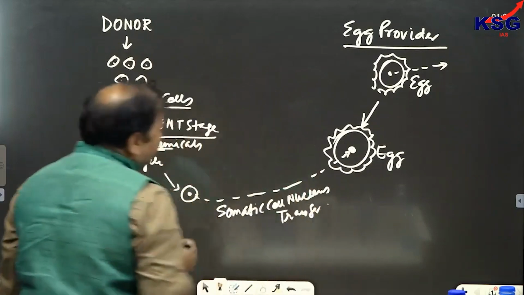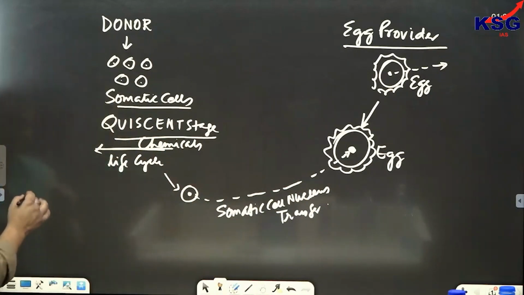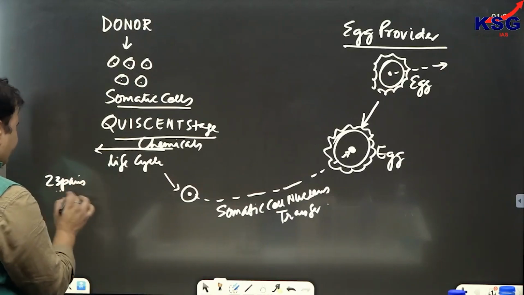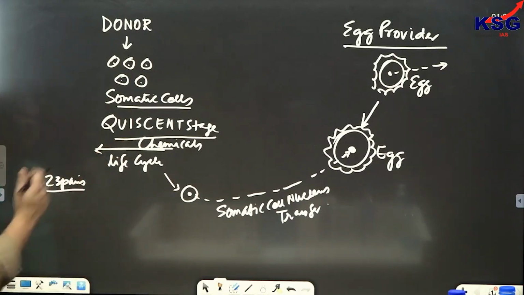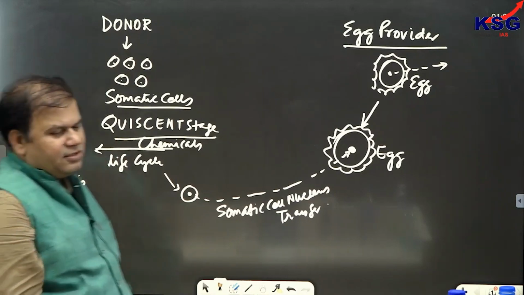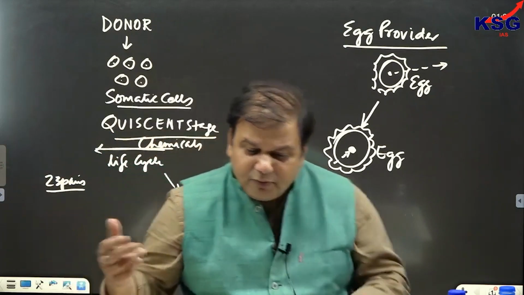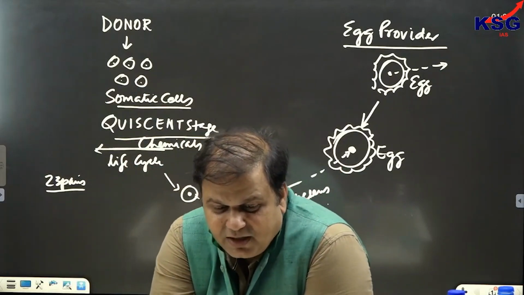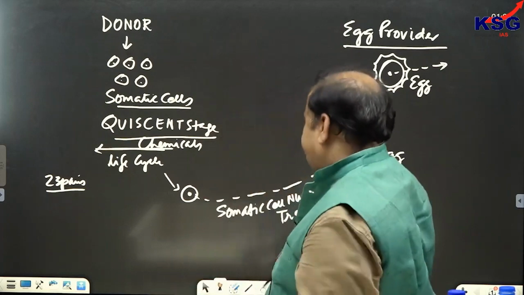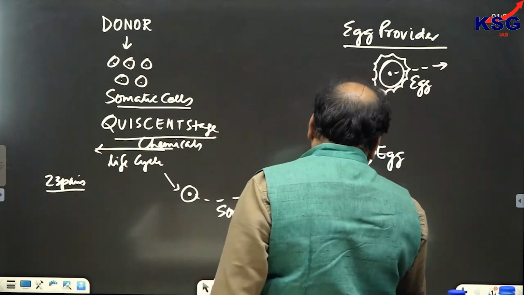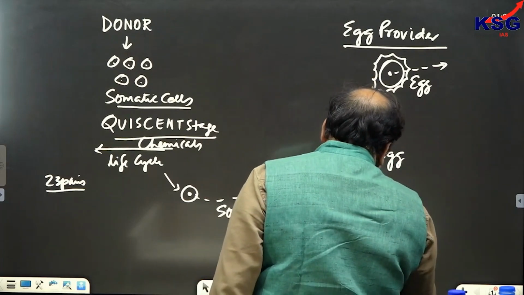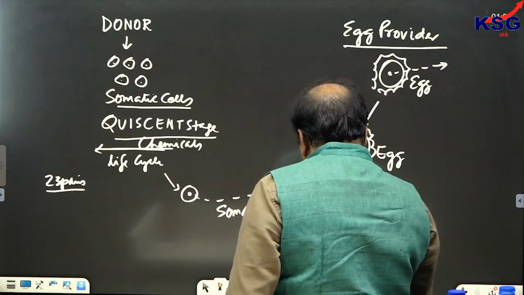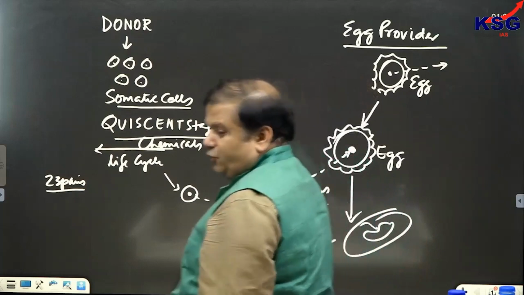Why? Because in a somatic cell, just like a fertilized egg, 23 pairs of chromosomes would be present. But in the egg cell, we can see only half the number of chromosomes is present. Now this would be inserted, put inside the womb of the surrogate mother. The baby that is born is a clone. And clone of whom? The clone of the donor.